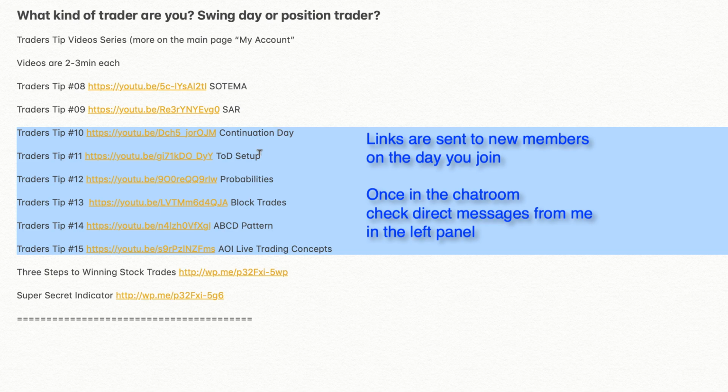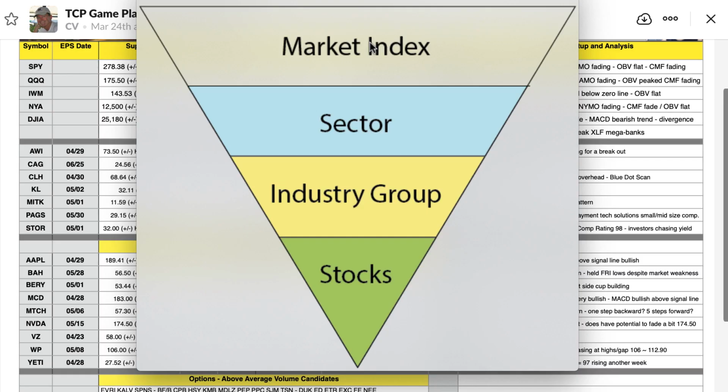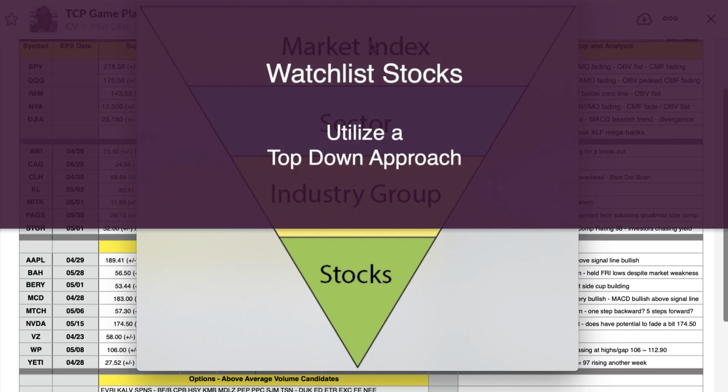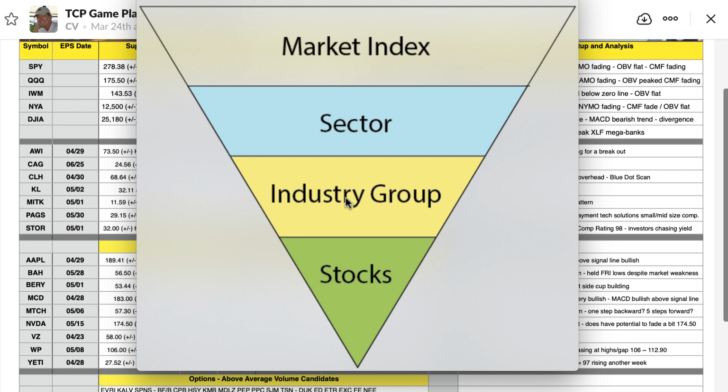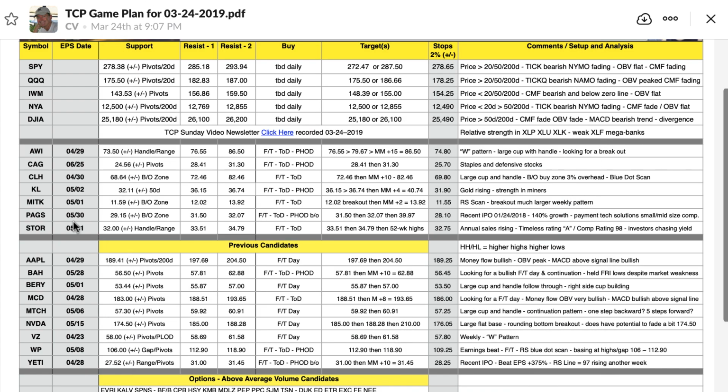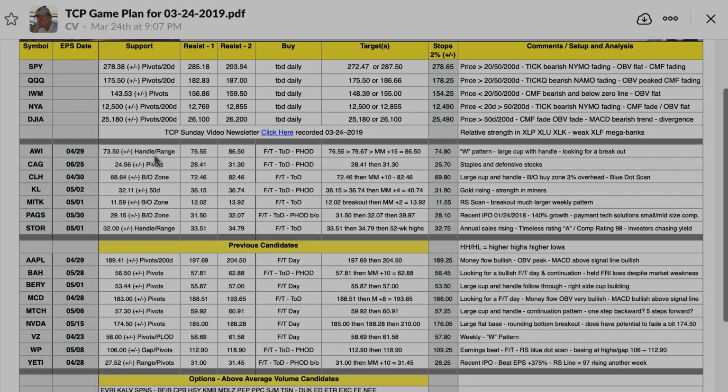Continuation day, trade of the day setup, ABCD pattern, and AOI live trading concepts. If you are a swing trader and the market index is moving higher, the NASDAQ, the industry group semiconductors is all moving together, then it's very likely that your stock, Intel, will move higher with the markets. That's the idea behind these setups.